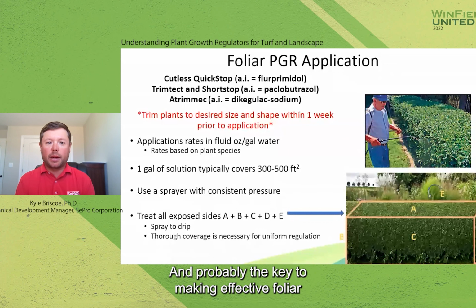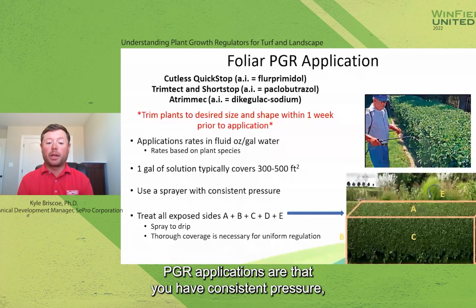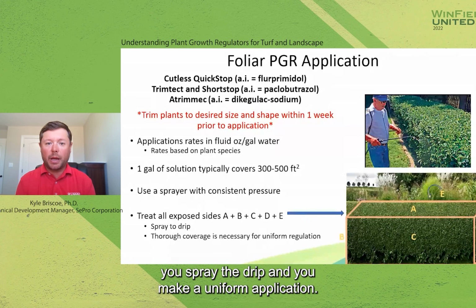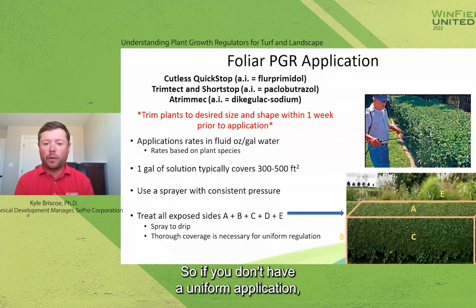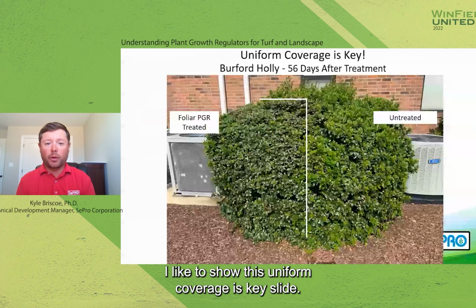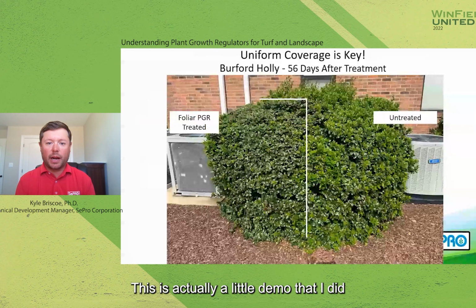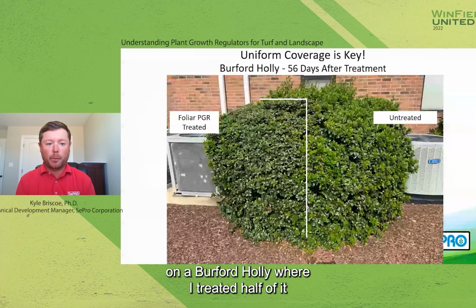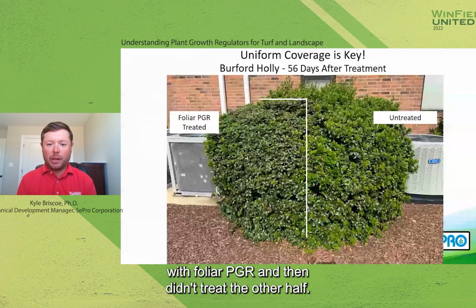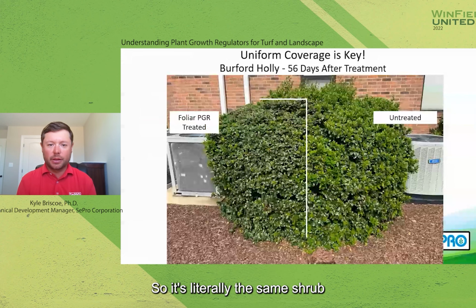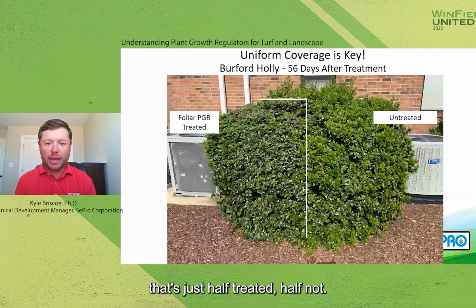And probably the key to making effective foliar PGR applications is that you have consistent pressure, you spray to drip, and you make a uniform application. If you don't have a uniform application, you're not going to have uniform regulation. I like to show this "uniform coverage is key" slide. This is a little demo that I did on a Burford Holly, where I treated half of it with foliar PGR and didn't treat the other half. So it's literally the same shrub, just half treated, half not.